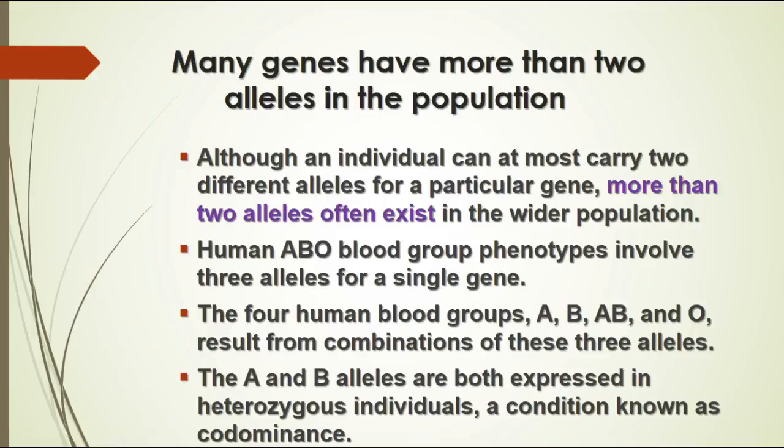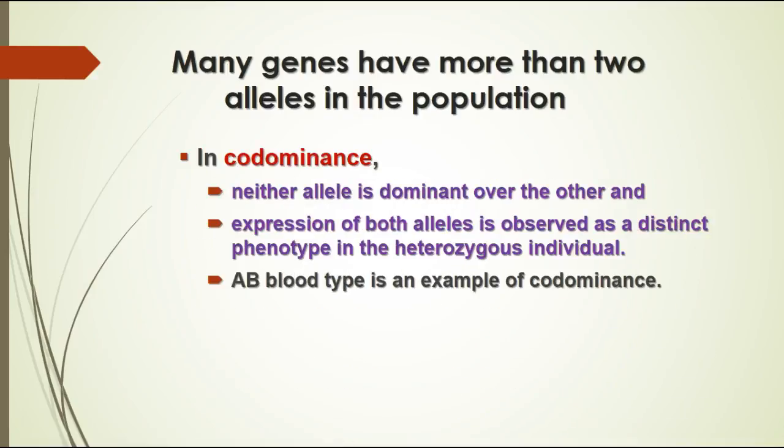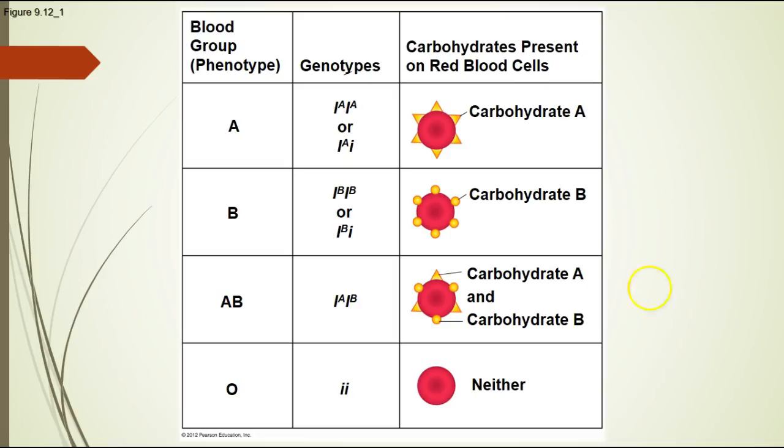The A and B alleles are both expressed in someone who is heterozygous, and this is called codominance. They both are dominant and they both show up. In codominance, neither allele is dominant over the other. Both alleles are expressed and they're observed as distinct phenotypes in that heterozygous individual. And AB blood type is an example of that. Let's see how it works.